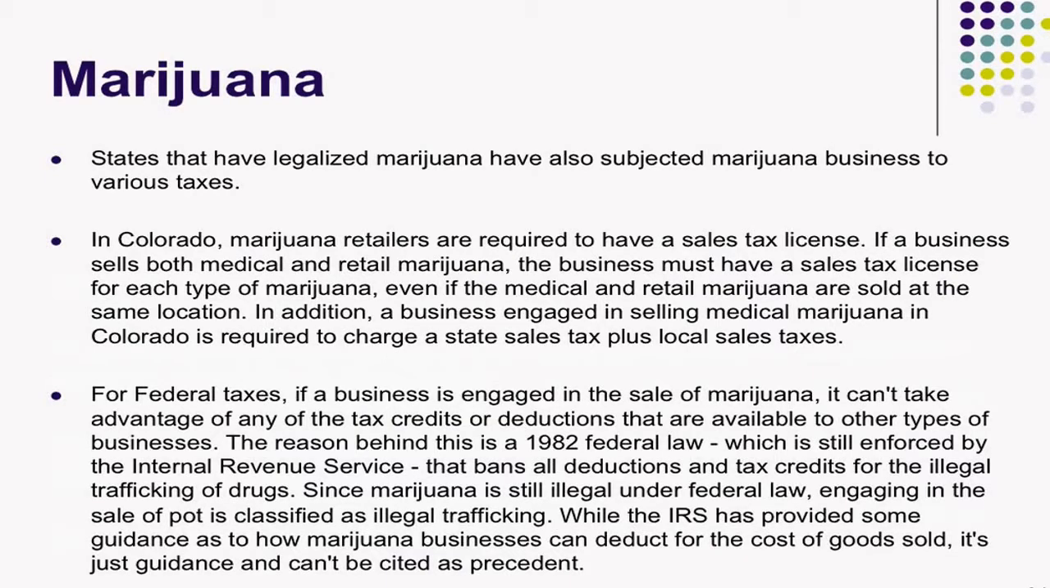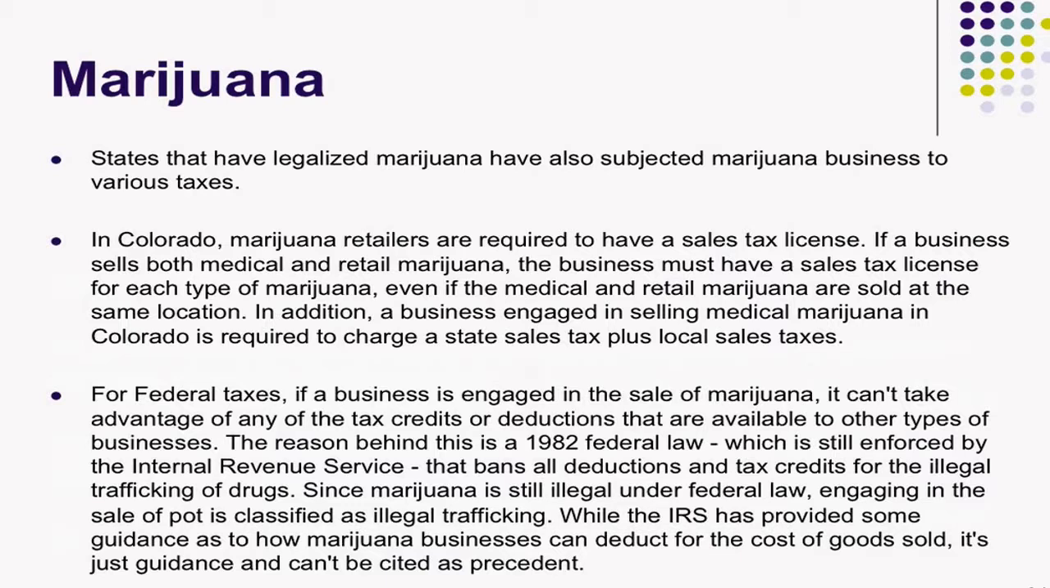What does that mean? That means in terms of marijuana, marijuana on the federal level is still illegal. Under federal law, it's still illegal. So engaging in the sale of pot is classified as illegal trafficking, just like any other drug. It's illegal trafficking, so there's no deductions, there's no expensing, and there's no tax credits in the sale of or in the trafficking of illegal drugs.